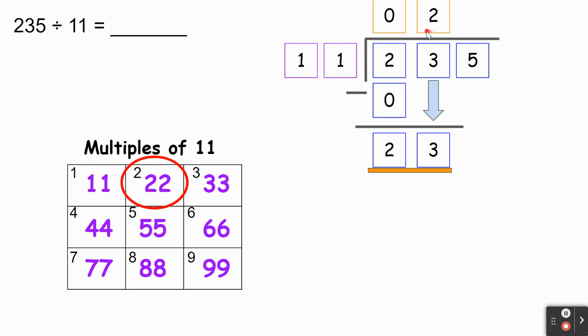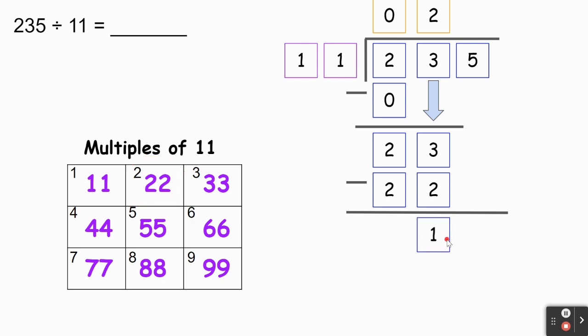If we give each group 2 tens, and there are 11 groups, we're going to be sharing a total of 22 tens. Another way we can get this 22 that we're subtracting is by multiplying 2 tens times 11 groups to get us 22 tens shared all together. So we have 23 tens. We're sharing 22 tens. That means we have 1 ten left over.